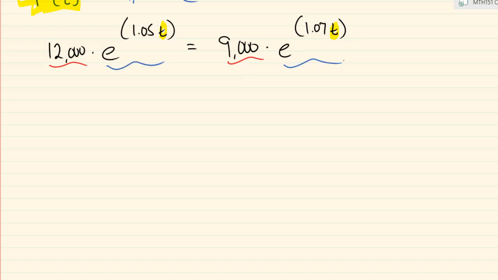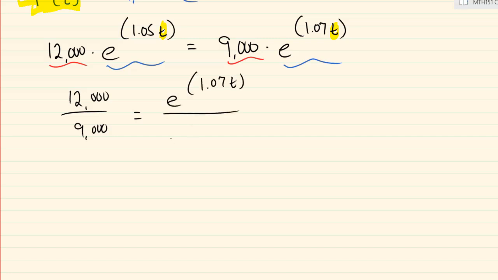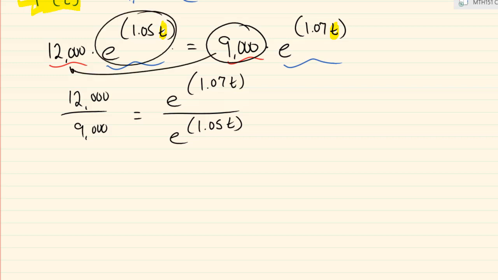So I'm going to rewrite this as 12,000 divided by 9,000 equals e to the 1.07t divided by e to the 1.05t. So essentially, I took my 9,000 and divided both sides by 9,000, and then I took my e to the 1.05t and divided both sides by e to the 1.05t. 12,000 divided by 9,000 reduces down to the fraction 4/3.